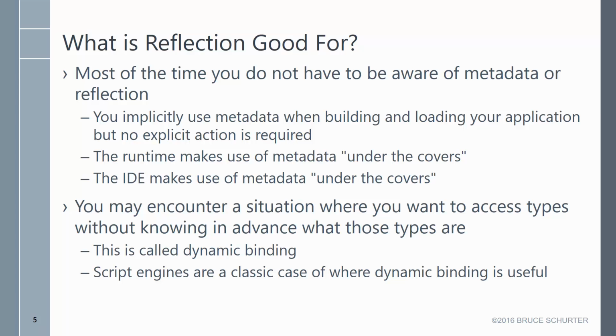So you may encounter a situation where you want to access types without knowing in advance what those types are, and that again is called dynamic binding. Script engines are a classic case where dynamic binding is useful. An example of this would be if you provide in your application an interface that third-party developers can implement, and then when they're done implementing the interfaces, creating their class objects, they would put these in a DLL, and this DLL would then be put maybe in a plugin directory of your application.